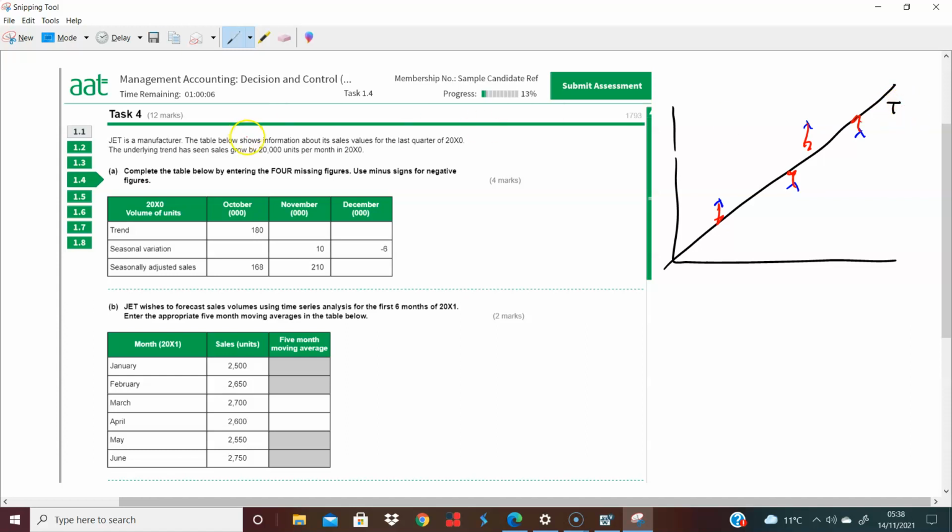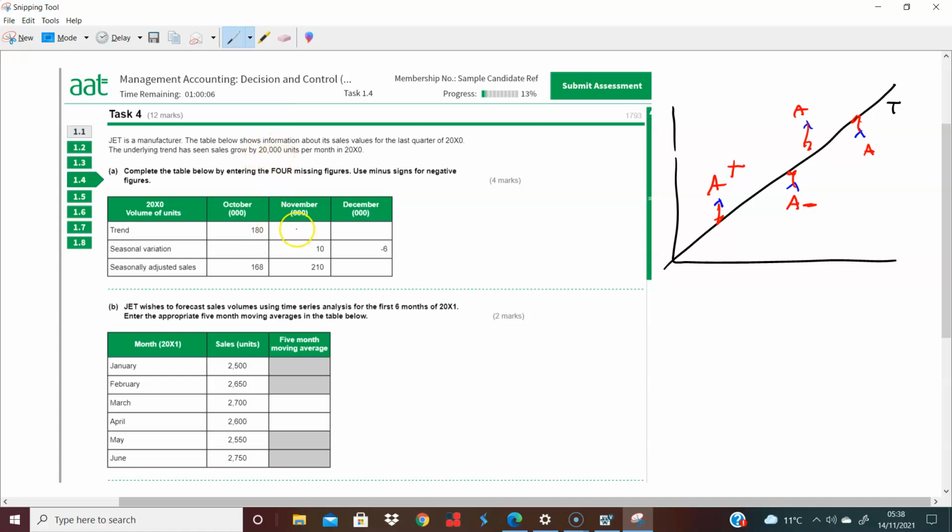So the first thing I wanted to highlight is that the actual events can be above or below trends. If it's above a trend, you can use the idea of plus, and if it's below the trend, you can use the idea of minus. Just looking at this, it says JT is a manufacturer. The table below shows information about its sales. The underlying trend has shown sales grow by 20,000.